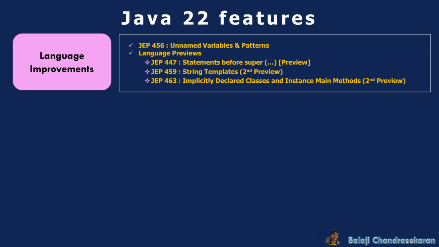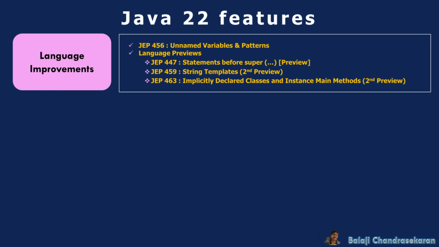There are three language preview features added in JDK 22 to allow the developers to experiment with them before they are officially standardized. The statements before super JEP 447 is a preview feature and it states that in constructors it allows for statements that do not reference the instance being created to appear before an explicit constructor invocation.